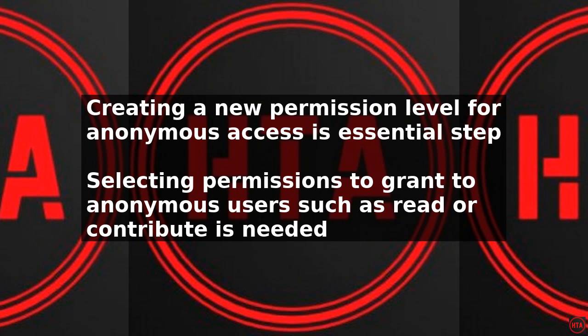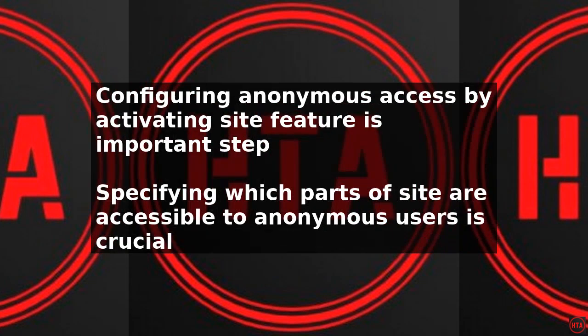Here you will see a list of existing permission levels. But to make the site public, you need to create a new permission level that allows anonymous access. Click on Create Permission Level and give the new level a name, such as Anonymous Access. Under Permissions, select the permissions you want to grant to anonymous users, such as read or contribute.